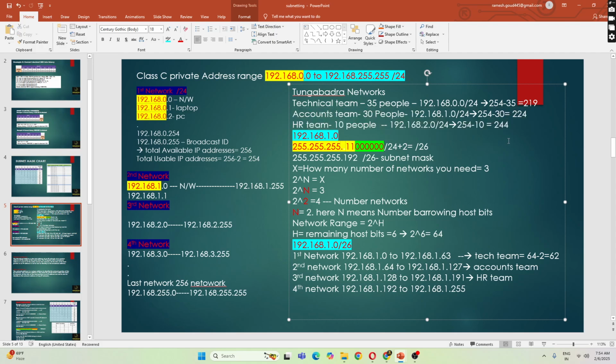See, the range of this class is 254 only. If the staff is increasing to 300 plus, take a class B network. In a class B network, you will have 16 host bits. This is just an example. If your network size is big, you can use class A also. You can use class A, you can use class B. I'm just taking a small network and explaining all this basic stuff.